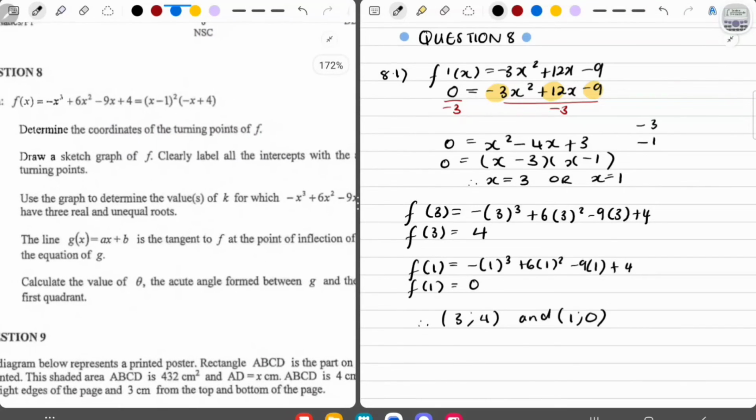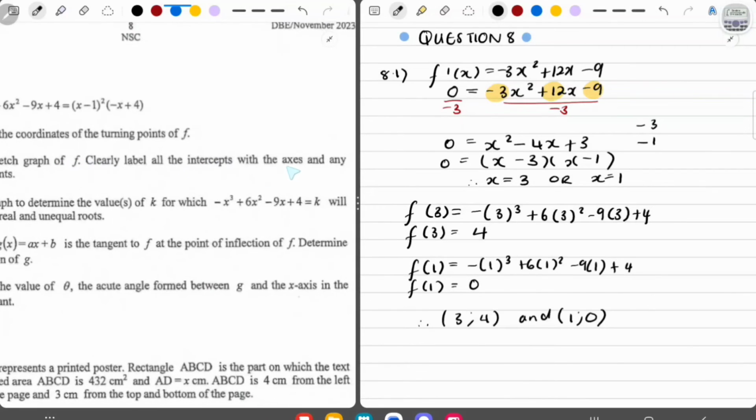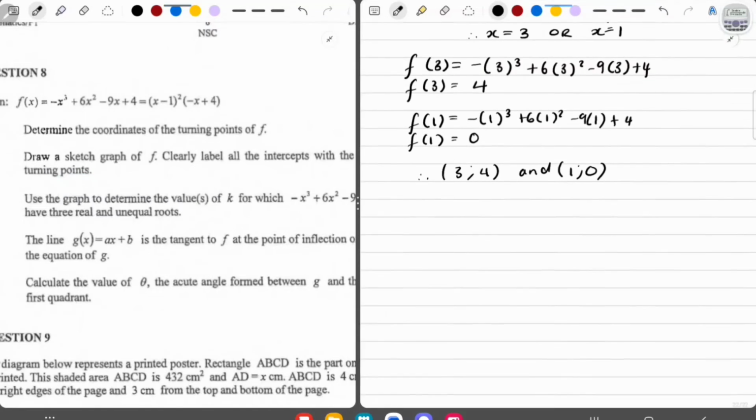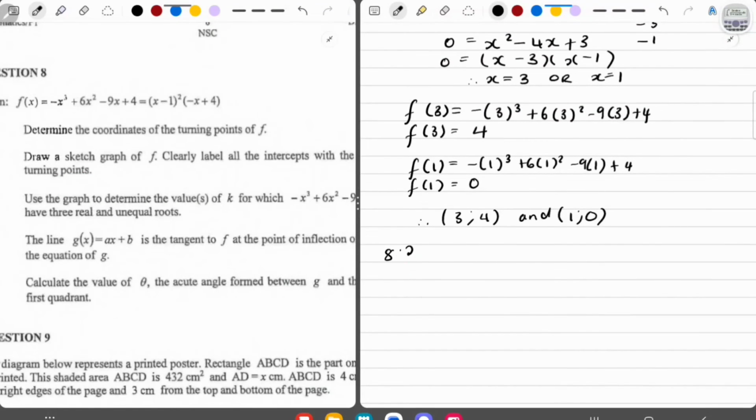The next question says, draw a sketch of the graph of f, clearly label all intercepts with the axes and any turning points. Okay, so we just have to draw the graph. Let's think about all the things that we need when we need to draw a graph. You have your turning points. You also need your x-intercepts. So we can go ahead and solve that problem now. Let's find the x-intercepts. Let's talk about the y-intercept.